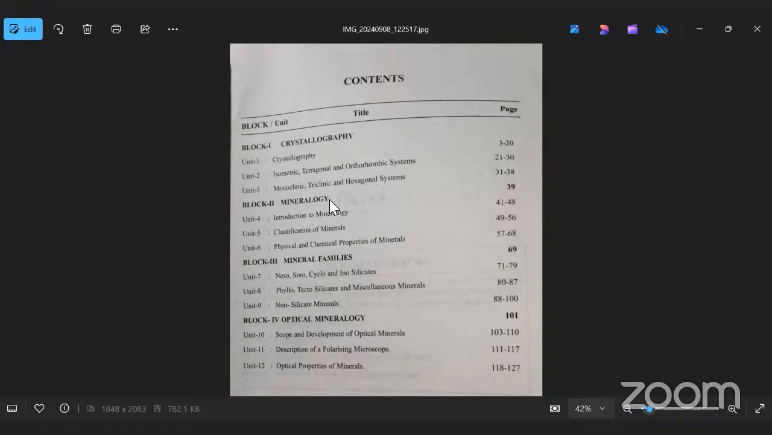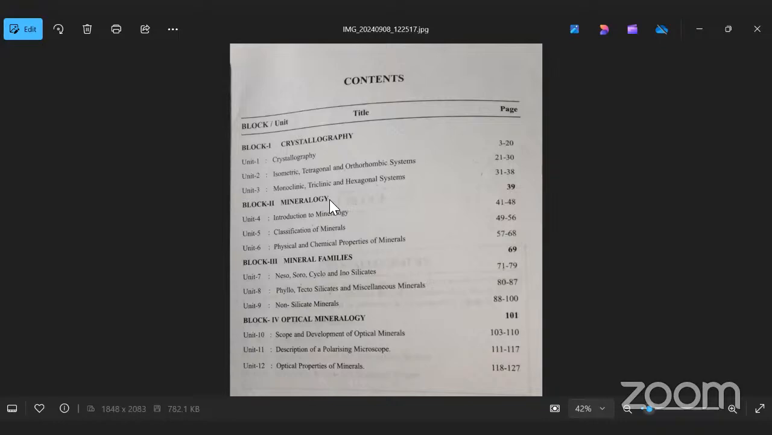Definitely it has a crystal system, it is forming naturally, and it has inorganic substances. It is known as a mineral. The study of minerals is known as mineralogy. And here again it is divided into three units.